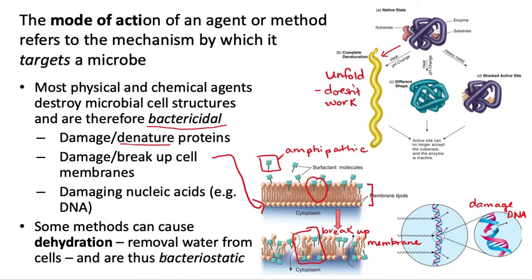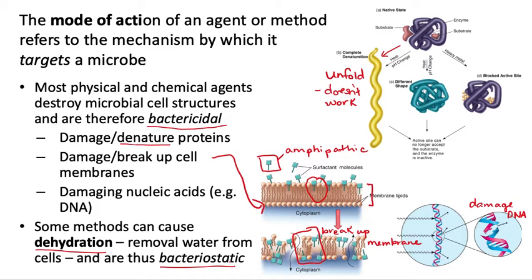A fourth mode of action that's actually bacteriostatic will be if the cell gets dried out. So dehydration is when the cell loses its water because of osmosis. If it's in a really salty or sugary solution, the water will get sucked out of the cell and the cell won't grow anymore. And so methods that involve dehydration are going to be bacteriostatic.